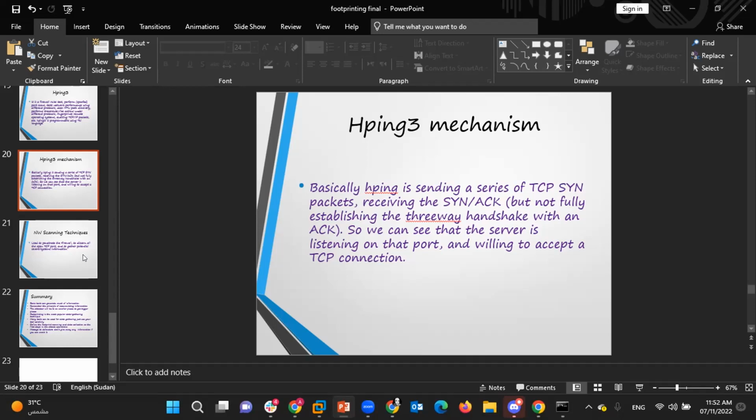If he has all of these and tries the SYN, and he receives a SYN-ACK from the server with the listening port, that means the server is willing to establish this connection. Is it clear?